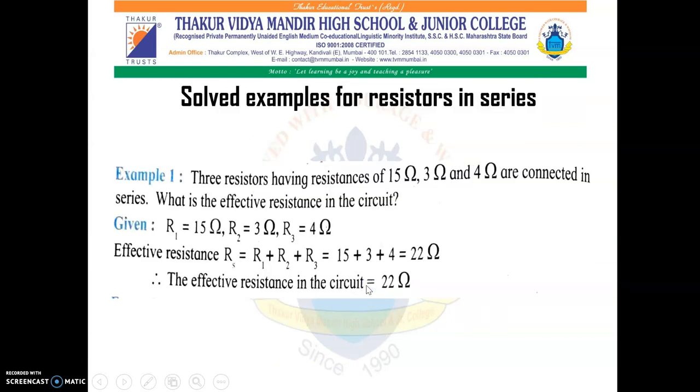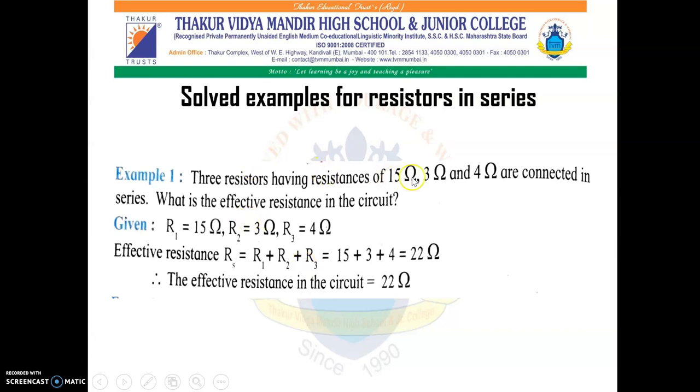Let us solve few examples. Example 1. Three resistors having resistances of 15 ohm, 3 ohm and 4 ohm are connected in series. What is the effective resistance in the circuit? The values of all the three resistances are given. For effective resistance, we need to just apply the formula.